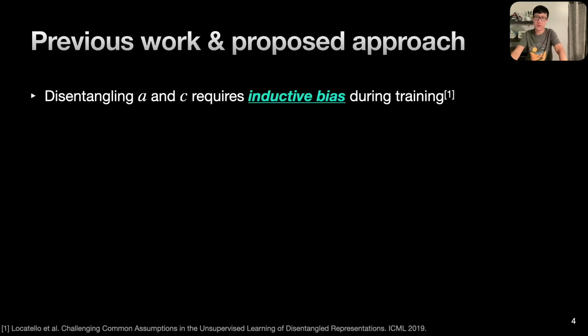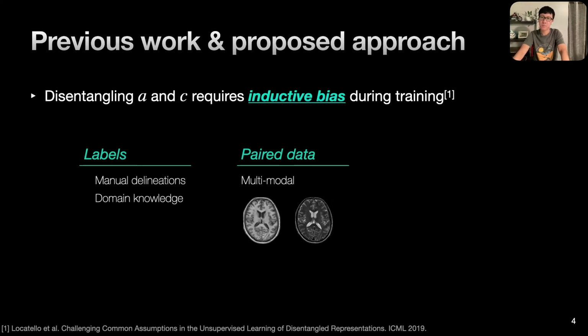Disentangling A and C, unfortunately, is a non-trivial task. Previous work has already shown theoretically that we need inductive bias to actually achieve disentanglement. There are mainly two ways to introduce inductive bias. The first one is labels, such as manual delineations of certain anatomies. And the second way to introduce inductive bias is to use paired data.